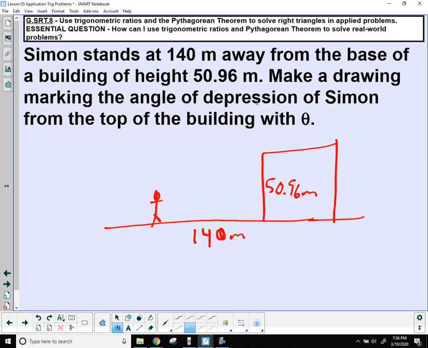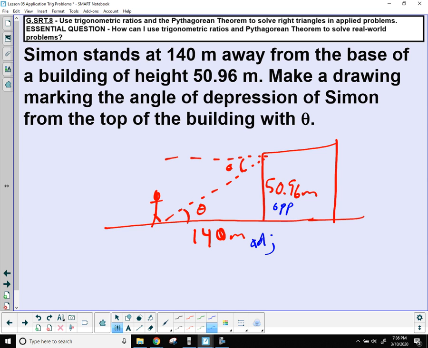So, if I'm reading this right, it almost sounds like we're looking for the angle of depression right here. But remember, that's the same angle down here. So I'm going to focus on this bottom angle. It'll be the same answer. Focusing on that angle, that means the building here is the opposite side. And this would be the adjacent.